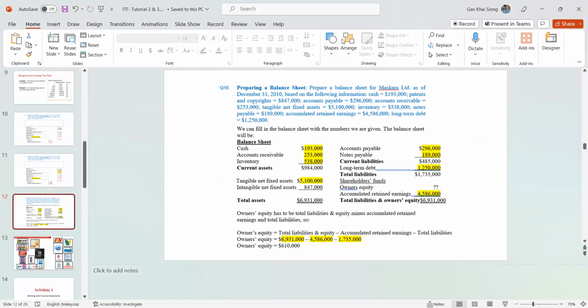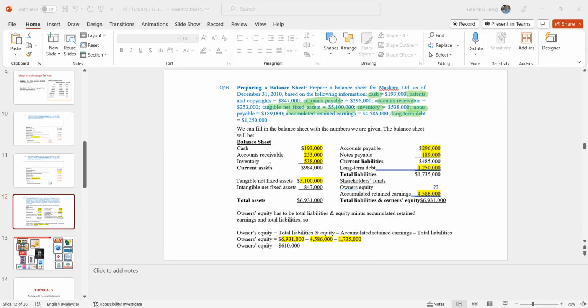Now, prepare a balance sheet. So you have the balance sheet for this company as of December 31st, 2010, based on the following information. You have the cash, the patents and copyrights, accounts payable, accounts receivable, tangible net fixed assets, inventory, notes payable, accumulated retained earnings, and long-term debts. They want you to form a balance sheet. So very simple, you just use the template and fill in the values.